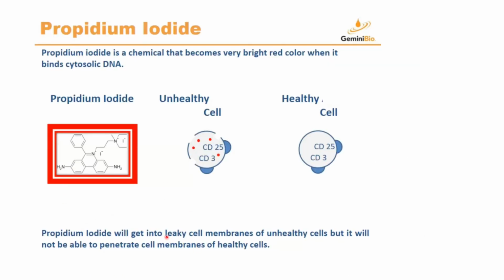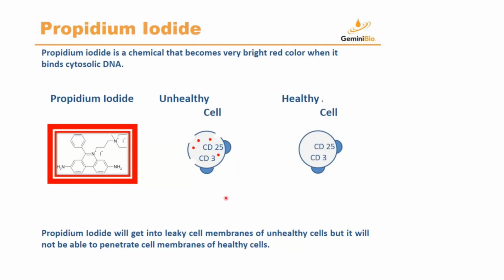So what is propidium iodide? Propidium iodide is a chemical that becomes very bright red in color when it binds to cytosolic DNA. Propidium iodide is a compound we use to detect dying cells. So shown here, propidium iodide. If you have any cell and it starts to die, the cell membrane starts to become permeable. So here you have an unhealthy cell and you can see the holes on the cell. We can incubate cells with propidium iodide for about 2 minutes, and the dying cells will absorb the propidium iodide.